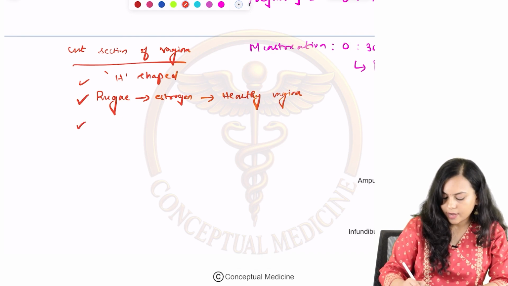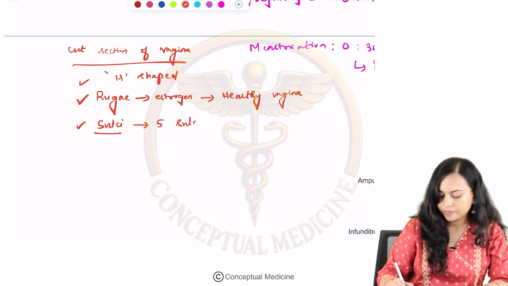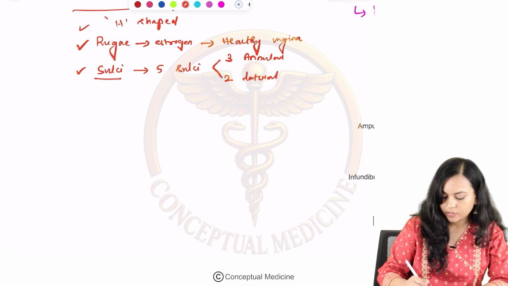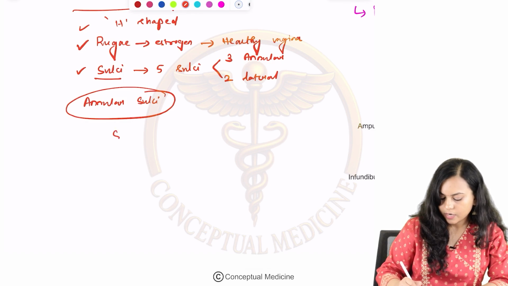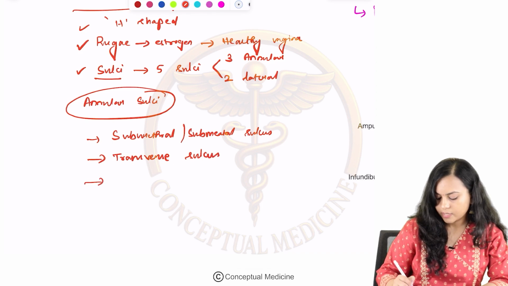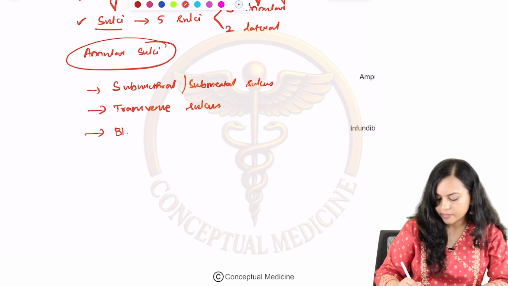Apart from the rugae, we also have sulci in the vaginal walls. There are basically 5 sulci: 3 annular sulci and 2 lateral sulci. The 3 annular sulci are the suburethral or submeatal sulcus, then the transverse sulcus, and then the bladder sulcus.